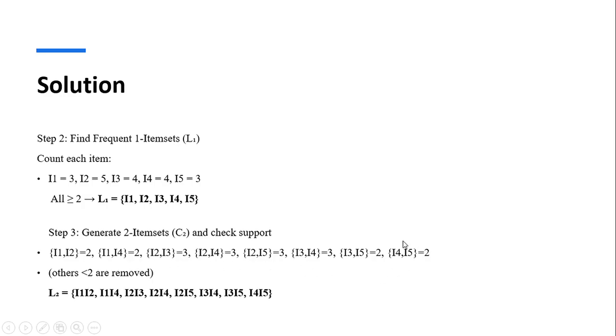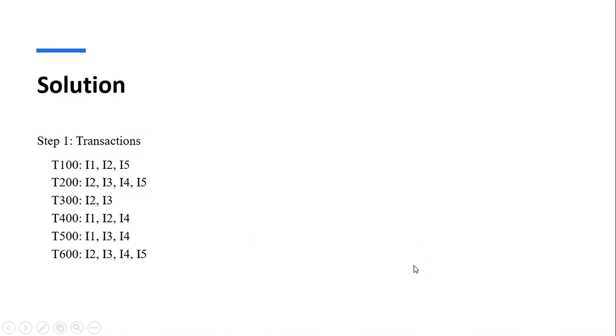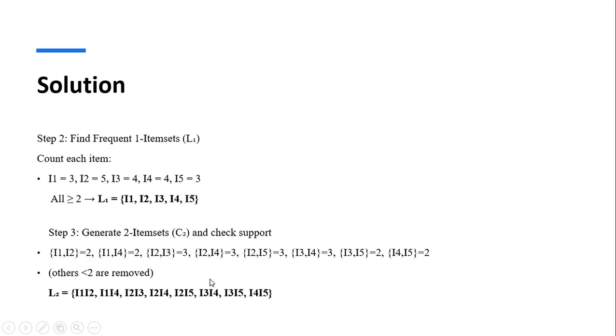Let us check for I4 and I5. In how many transactions are they present? You can see I4 and I5 are present in the second transaction, and I4 and I5 are present in the sixth transaction. Otherwise I4 and I5 are not present together in any of the transactions. So that's why I4 and I5 count is 2.